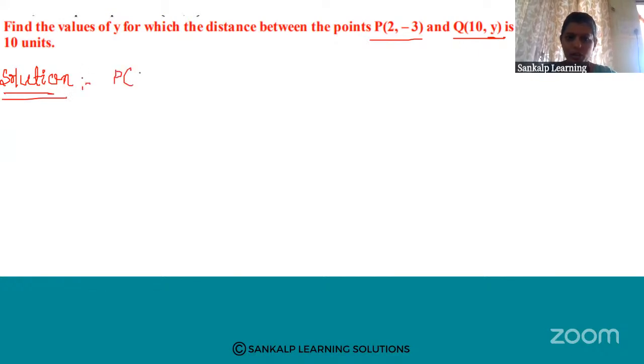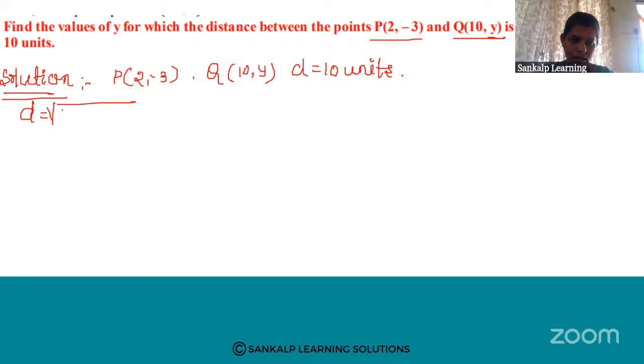So coordinates of P are (2, -3) and Q are (10, y). Okay. And distance D is equal to 10 units. Now, we know the distance formula, that is D is equal to square root of (x2 minus x1) whole square plus (y2 minus y1) whole square. So this is the distance formula, right?